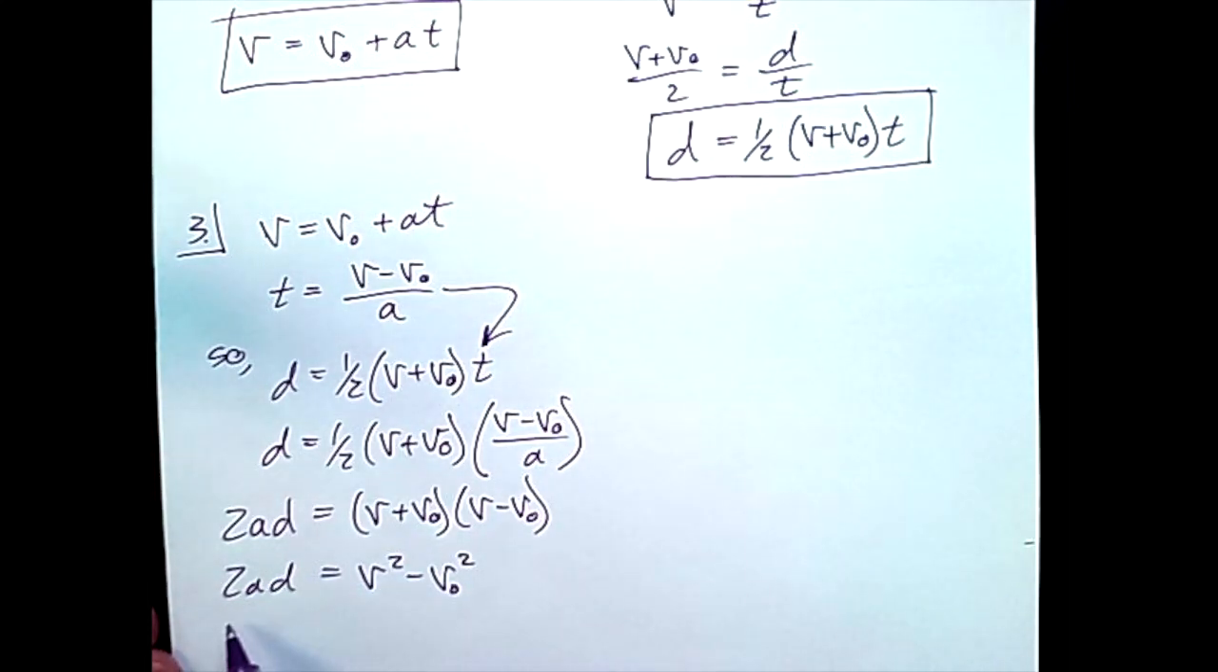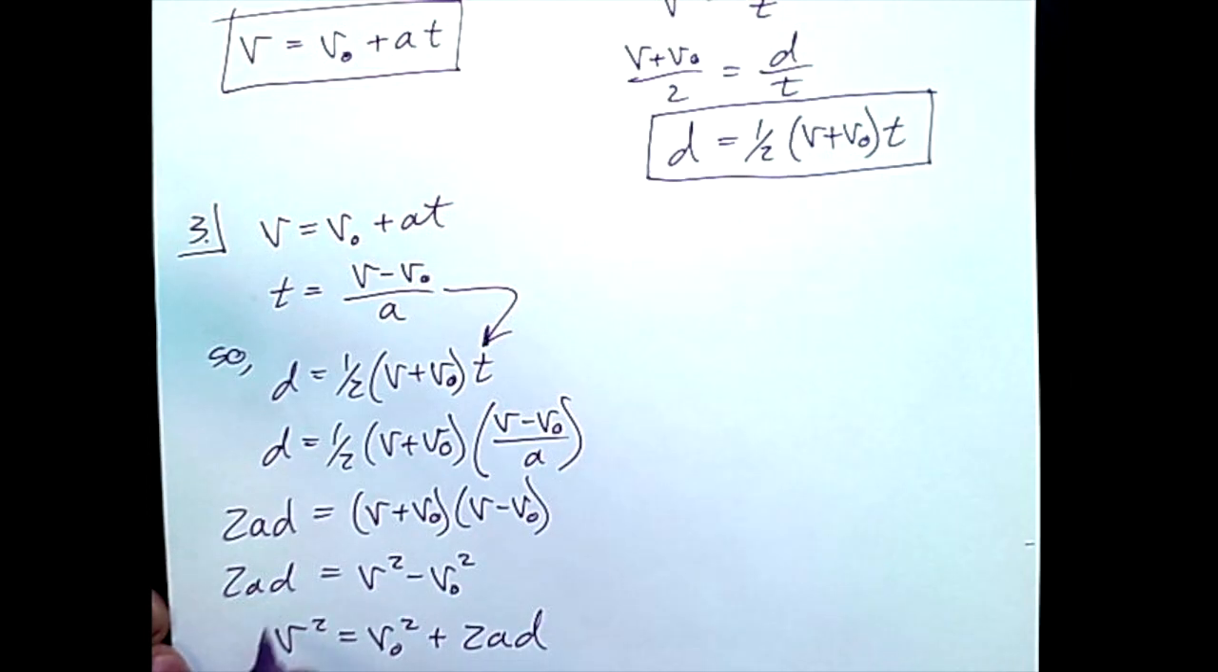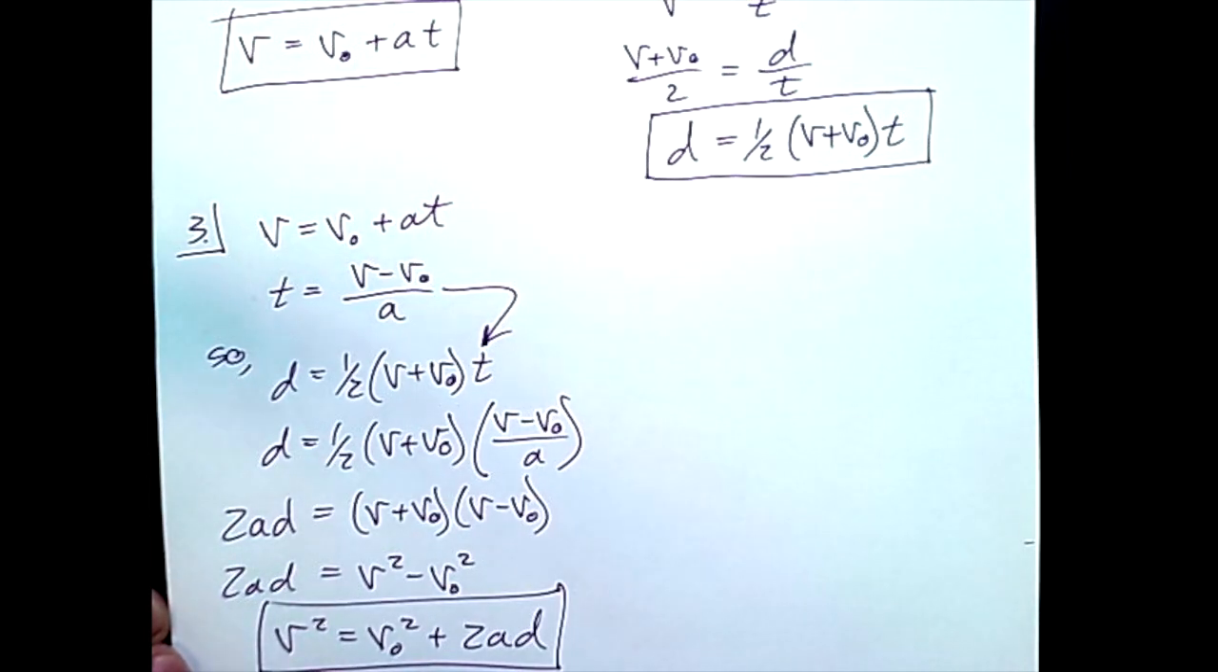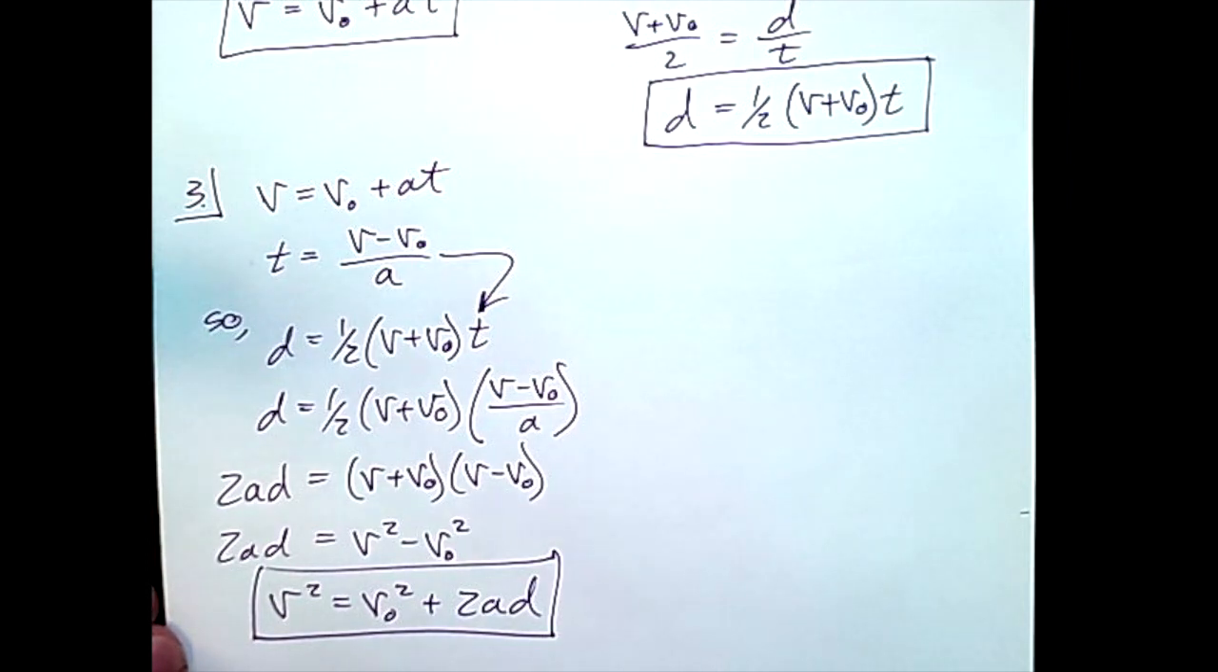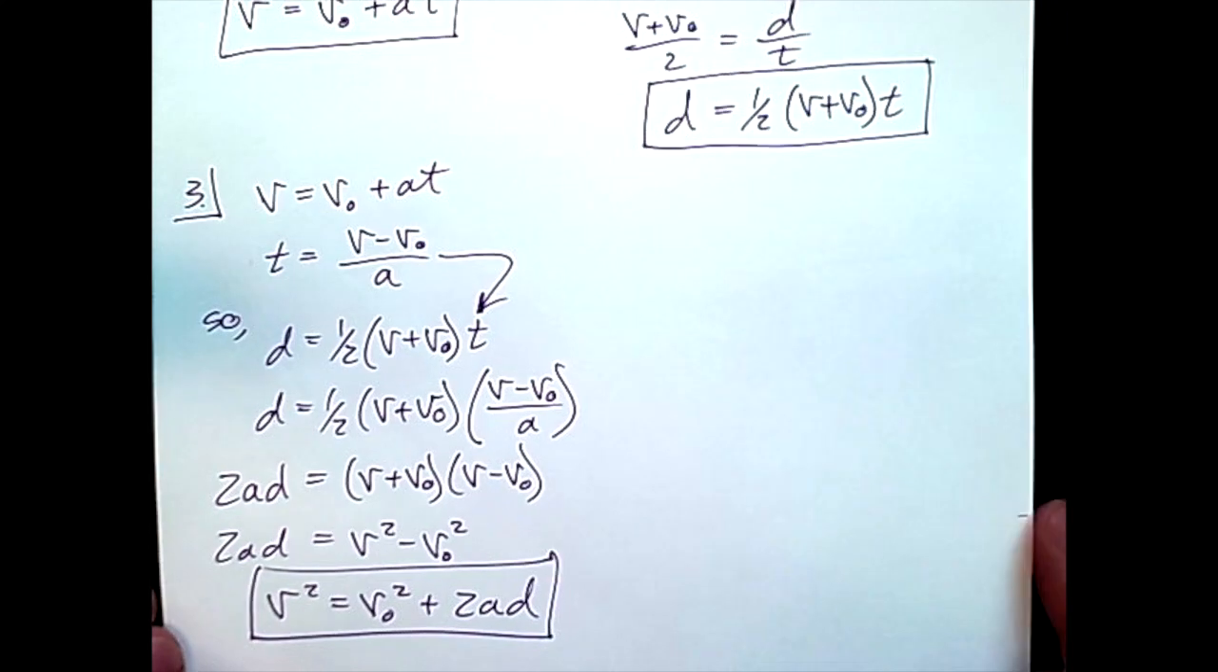Then collecting terms and putting it in a format that's similar to equation 1, I'll add v naught squared, and then I'm going to flip the whole thing around and get my final velocity as a function of my initial velocity squared plus 2 times a times my displacement. This third equation has a similar format to the first equation, but has slightly different variables.